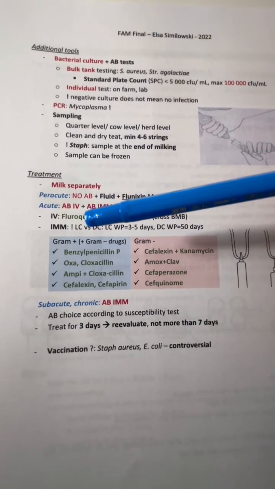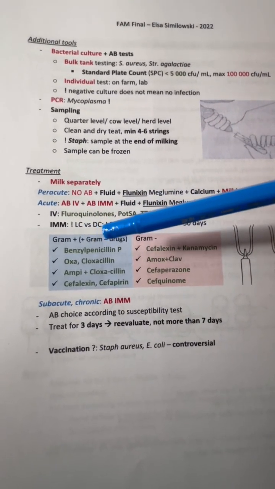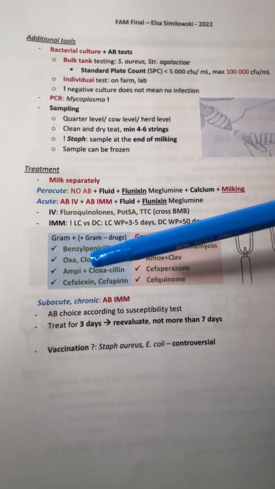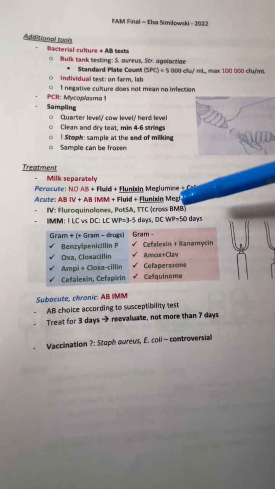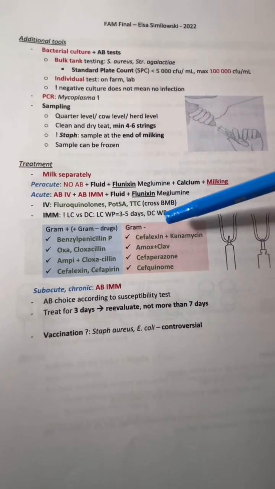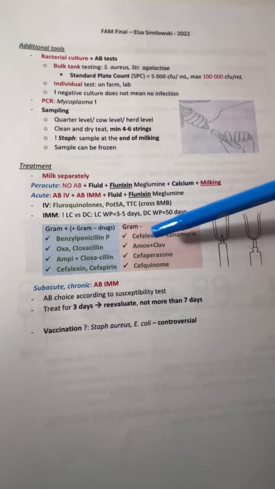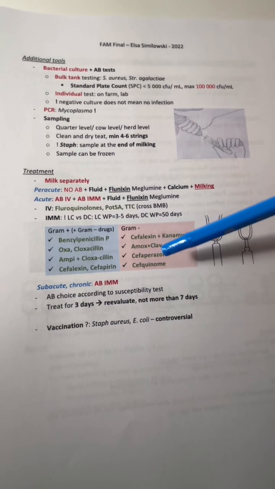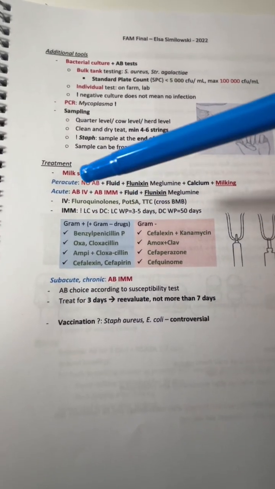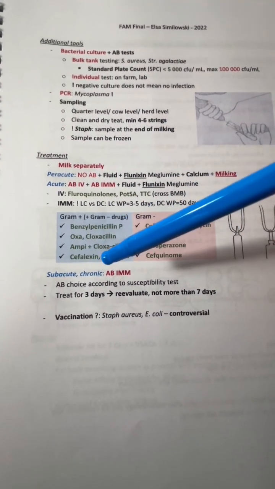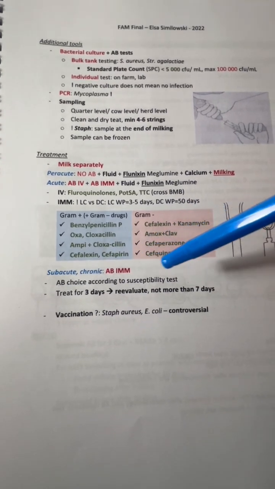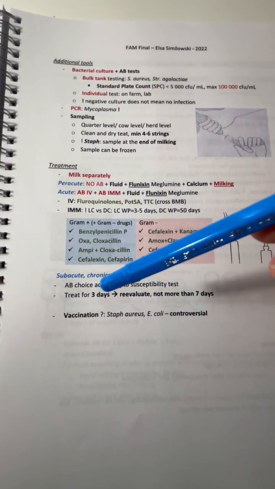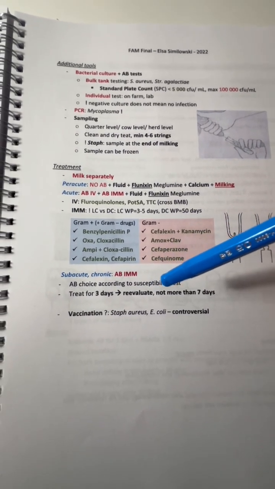For gram-positive bacteria, we use benzylpenicillin, as well as cloxacillin, cephalexin and cefepime. For gram-negative bacteria, we use cephalexin as well as kanamycin, amoxicillin-clavulanic acid, along with cefoperazone and cefquinome. So for treating mastitis in acute, subacute, or chronic cases, we give antibiotics through an intramammary infusion. The antibiotics are the best choice according to the susceptibility test. Treat for 3 days and then reevaluate, and do not treat for more than 7 days.